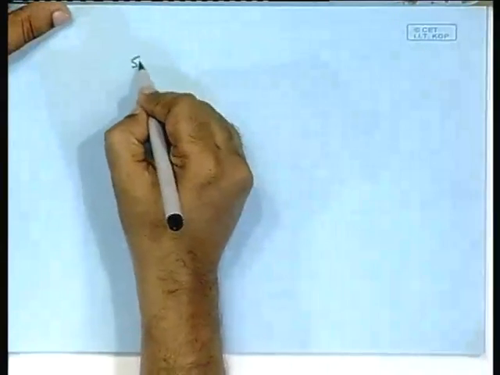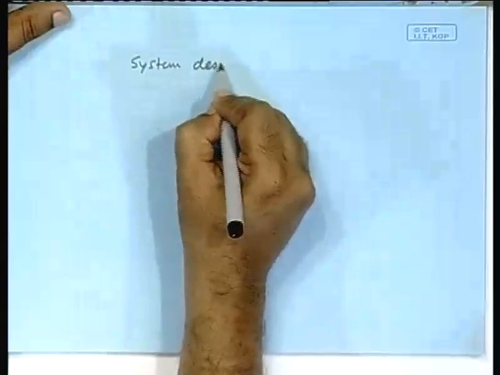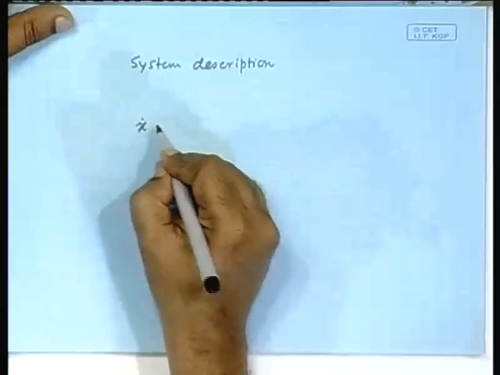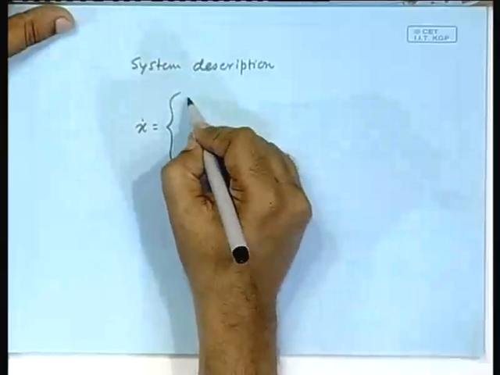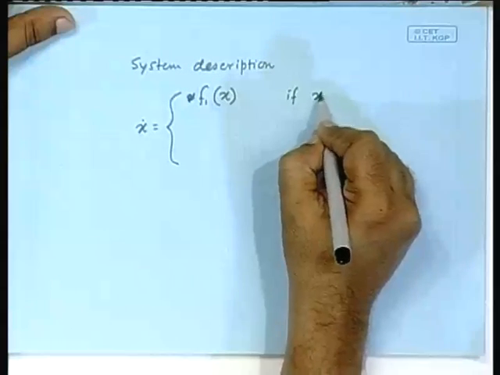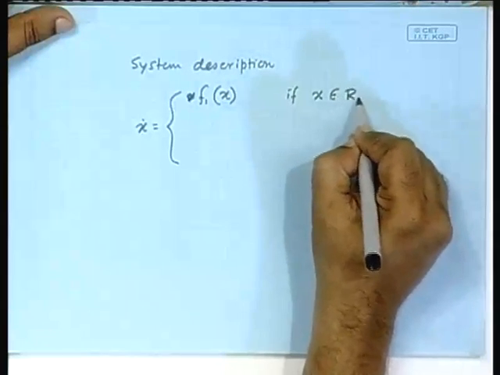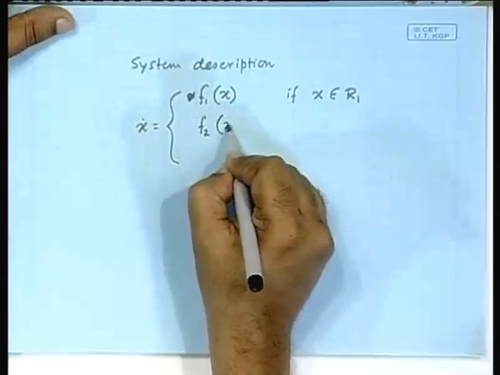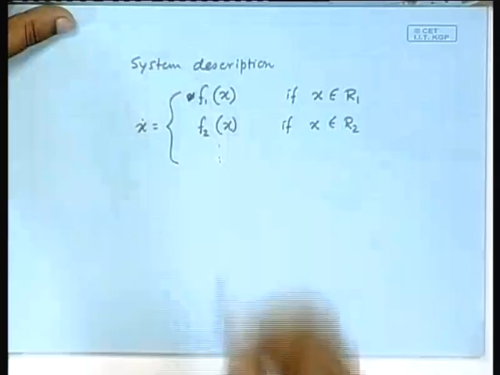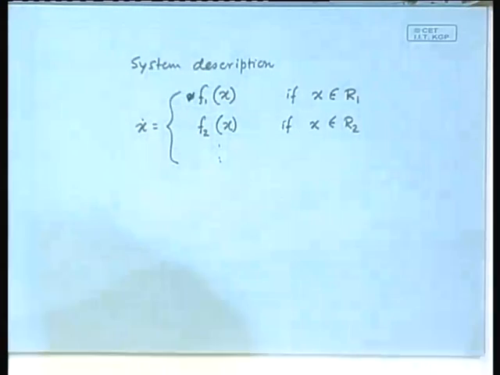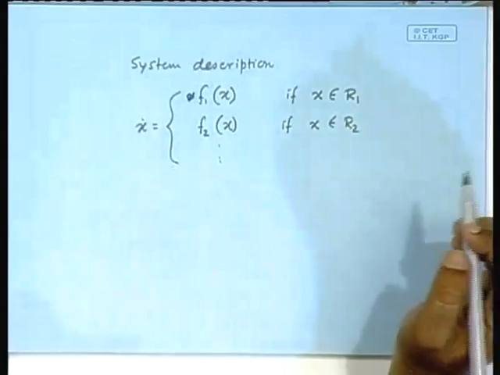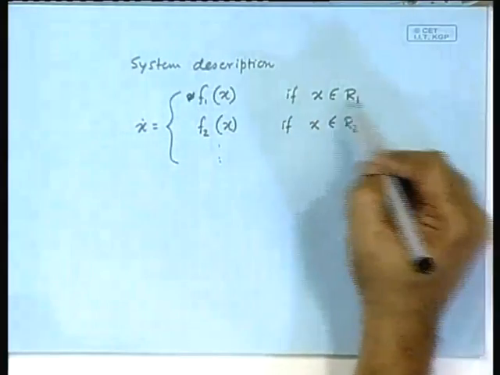System description would be x dot is equal to f1 of x if x is in the compartment say R1, f2 of x, another function, if the state x is in the compartment R2, and so on and so forth. So, this is the general system description that we are talking about. But first, in order to understand what happens in such systems, let us consider only two such compartments in the state space.